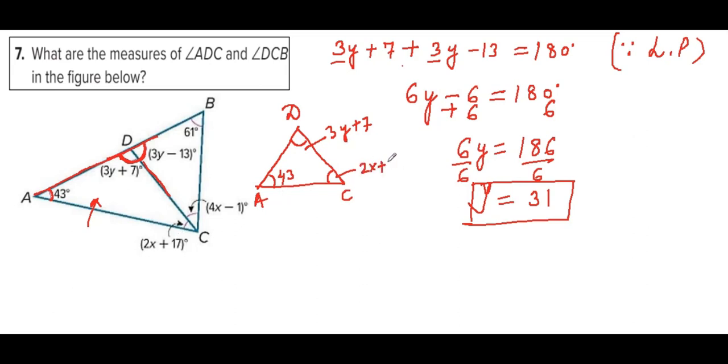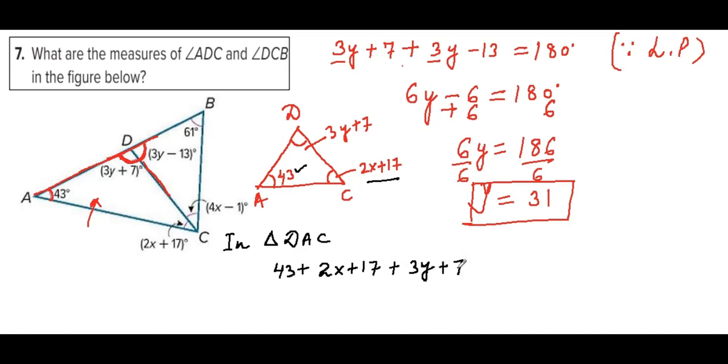It's a long question but easy. Now you know that the sum of all the angles is 180 degrees. So add all these angles in triangle DAC and apply the angle sum property. Add all the angles: 43 plus 2x plus 17, second angle 2x plus 17, and third angle is 3y plus 7, equal to 180 degrees.